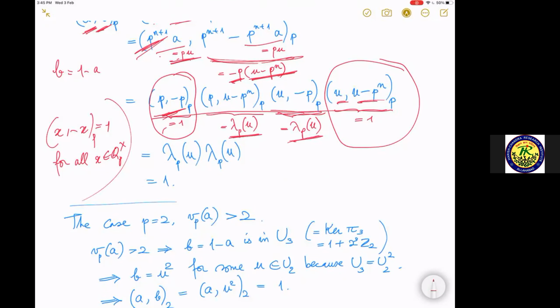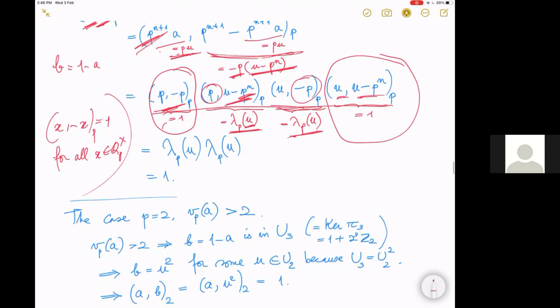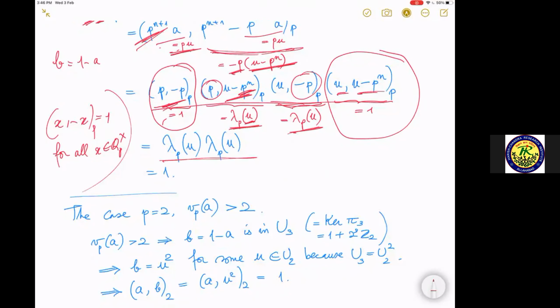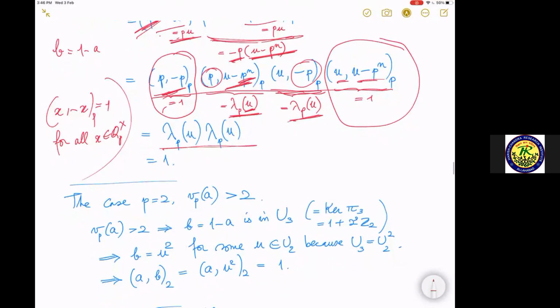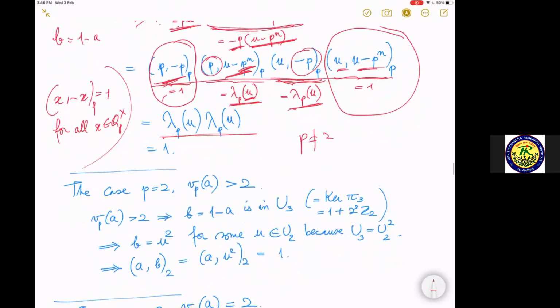Right, so here you get u because this p to the n disappears modulo p, right? And yeah, you get this. The product of these two things is, of course, equal to 1. So the case P odd is done, right? Now we come to the case P equal to 2.